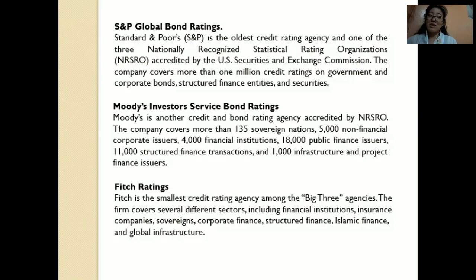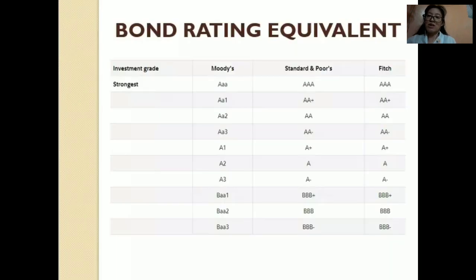Next is the Fitch Ratings, the smallest bond rating agency among the big three agencies. Fitch market share is limited relative to its bigger rivals. Similar to the S&P, the main purpose of the Fitch rating is to assess the security default probability. They also use the bond rating scale similar to the Standard & Poor rating. Here is the bond rating equivalent of the three agencies.